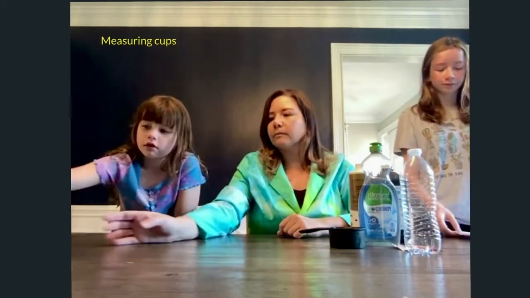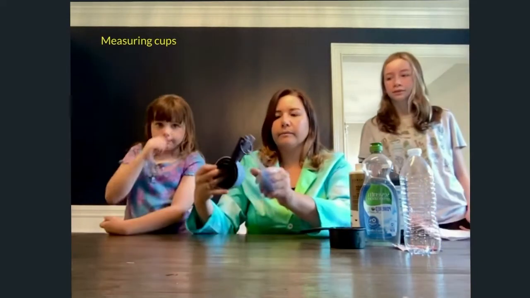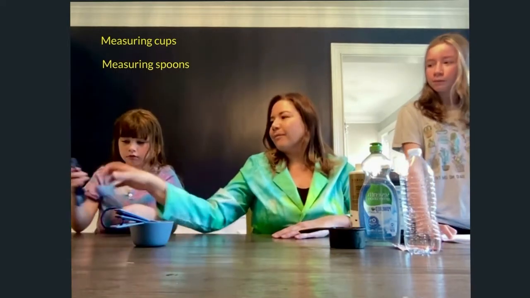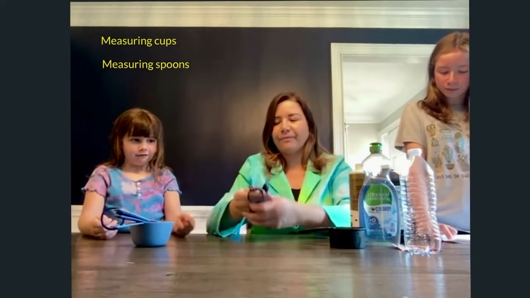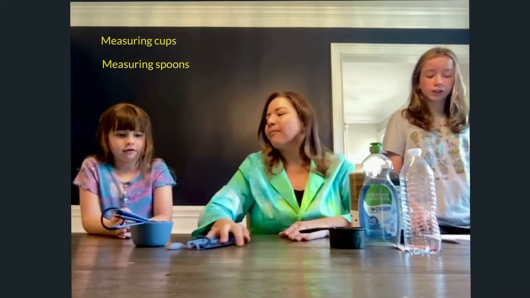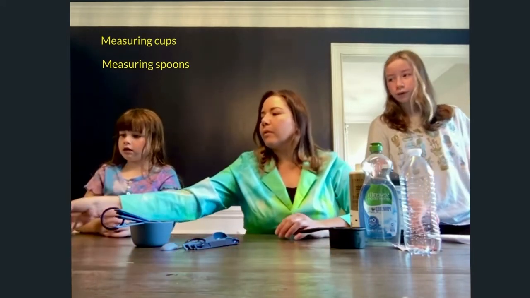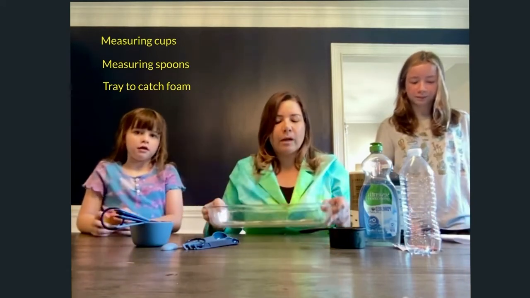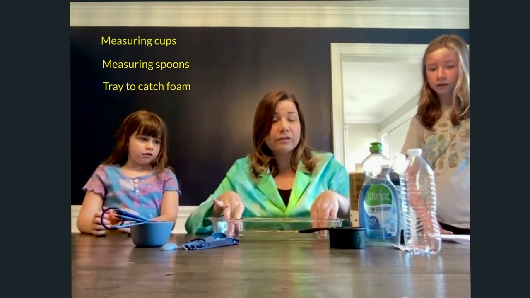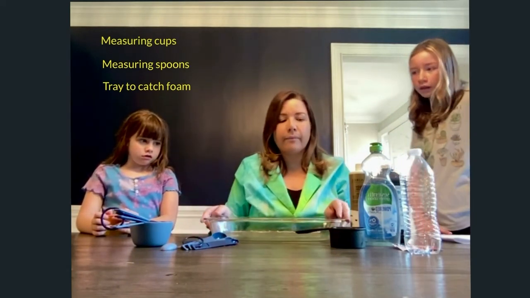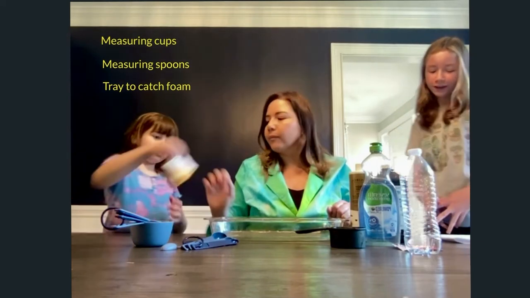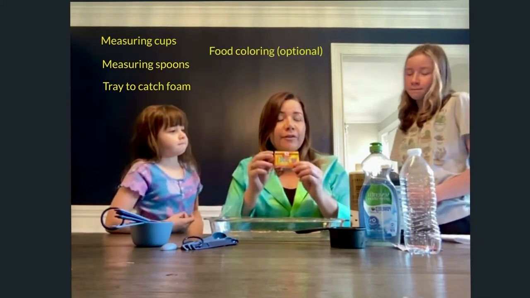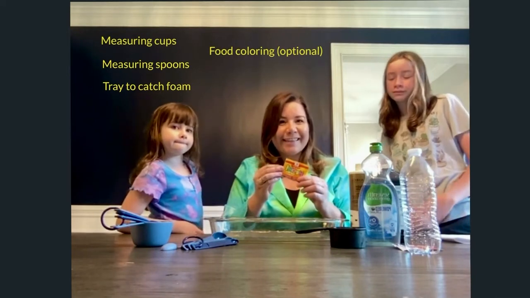We also need measuring cups, measuring spoons, and a large tub or tray to catch the foam. We want to make sure that we have something to catch this with or do it outside. And then food coloring. This is optional so that you can get more of a dramatic effect.